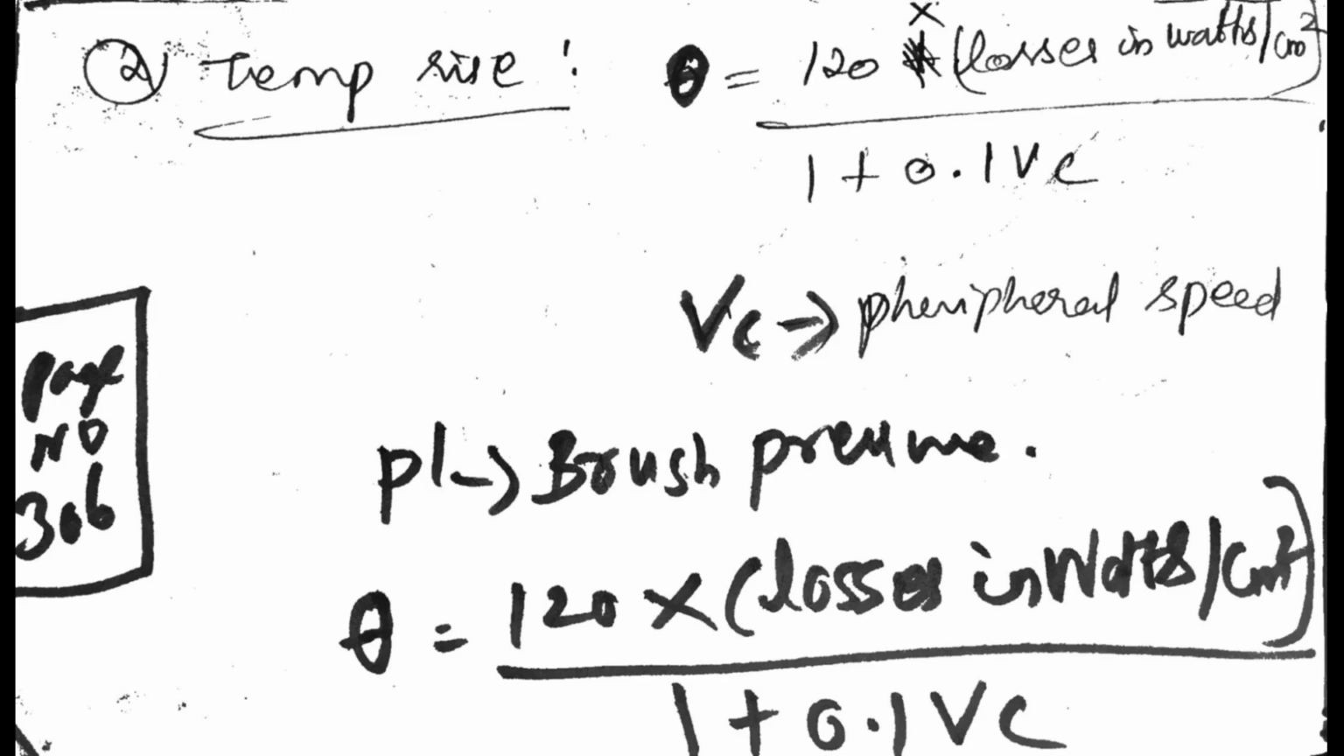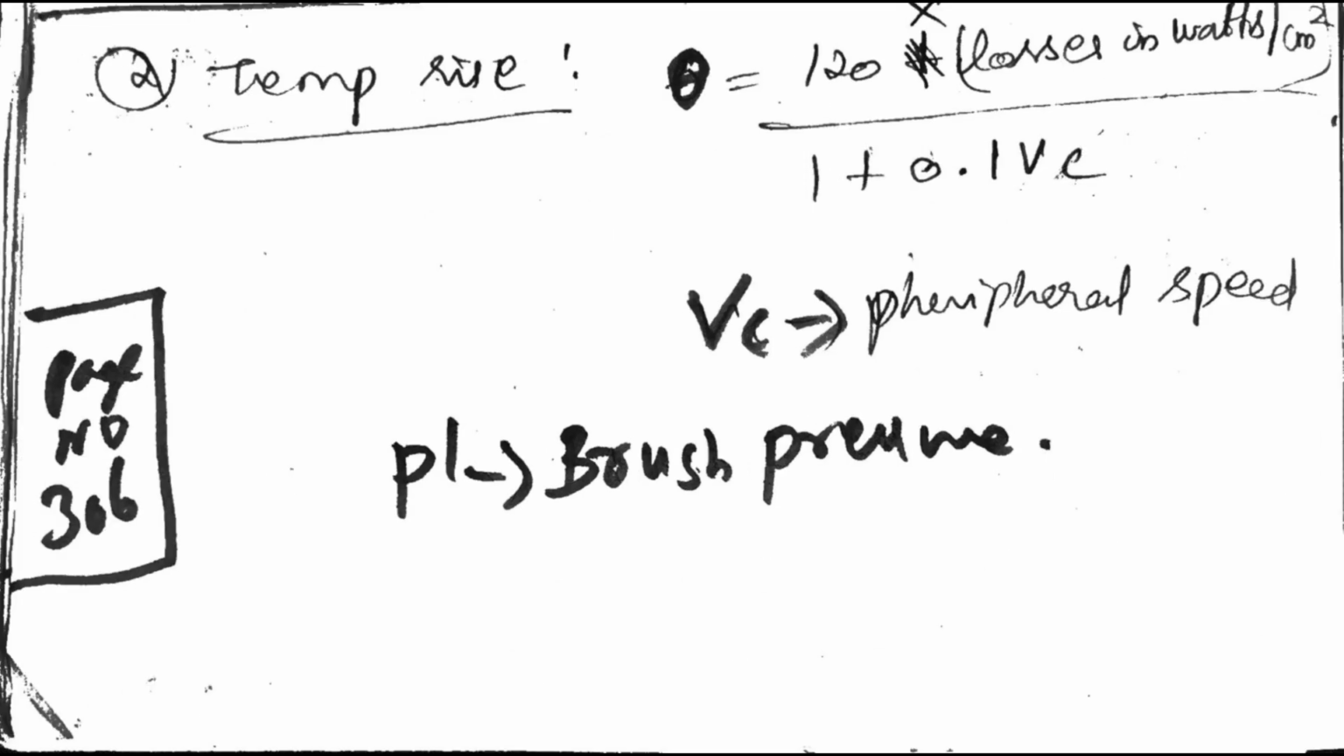Performance of commutator. Second point, temperature rise. Theta is equal to 120 into loss in watts per centimeter square divided by 1 plus 0.1 Vc, where capital Vc is the peripheral speed and P dash is the brush pressure.